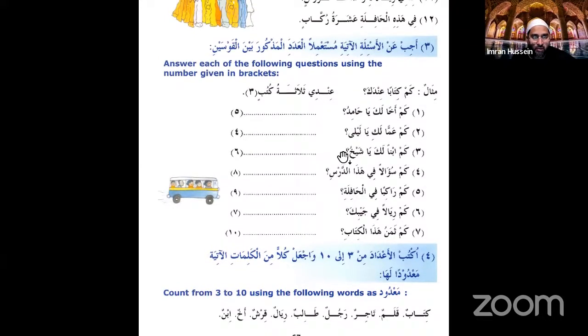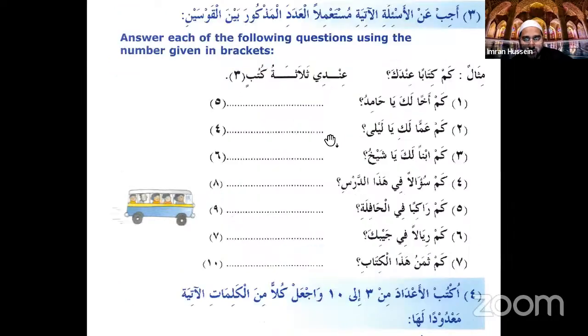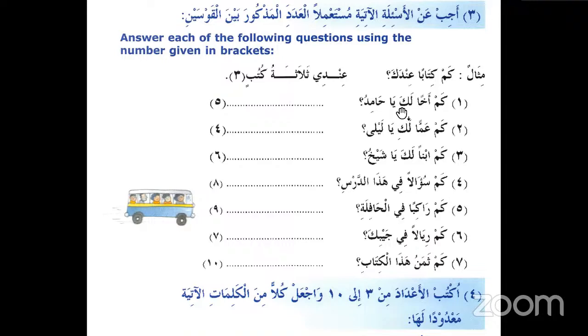So Sister Tahira, come on the mic. I would like you now to answer each of the following questions using the number given in the brackets. So this is the way we're going to do it. First the مثال is كم كتابا عندك, and then عندي ثلاثة كتب, because the 3 is in the brackets.